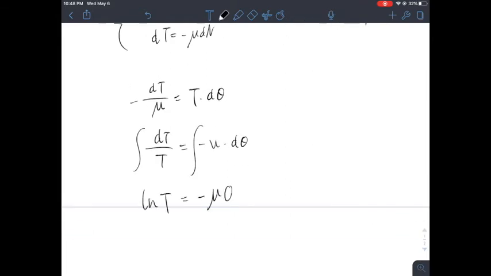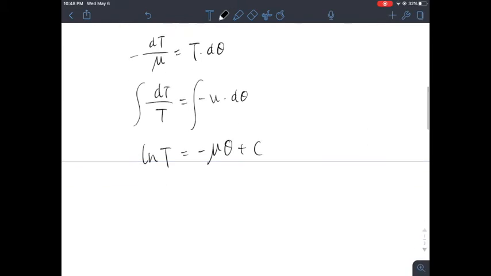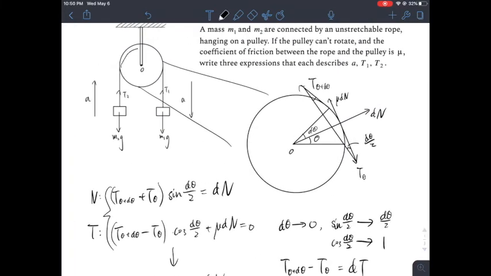Let's simplify the equation, separate the variables, then integrate. We get T equals C, a constant, times e to the negative mu theta. Now we can assume that the function is integrated from 0 to pi, because the friction only acts on the rope when it is in touch with the pulley, and that only happens in the range from 0 to pi, as we can show here.